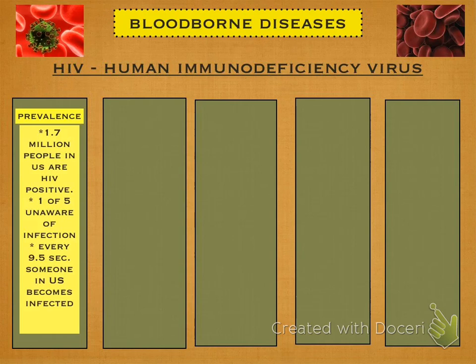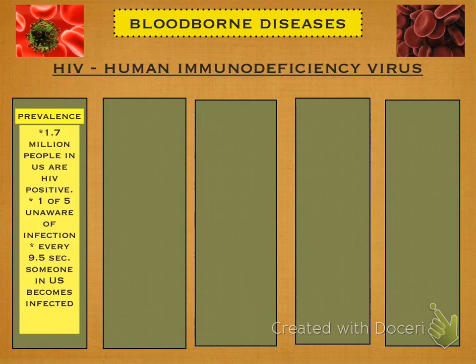Here we go. Every 9.5 seconds in the United States, somebody becomes infected with HIV. Yes. Every 9.5 seconds, somebody. So you're saying every 9.5 seconds someone is either having sex, sharing needles, something? Some way they're becoming infected. Yes. Well, there's only so many ways to become infected. That's right.